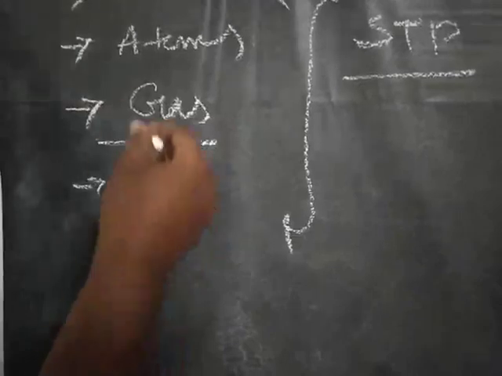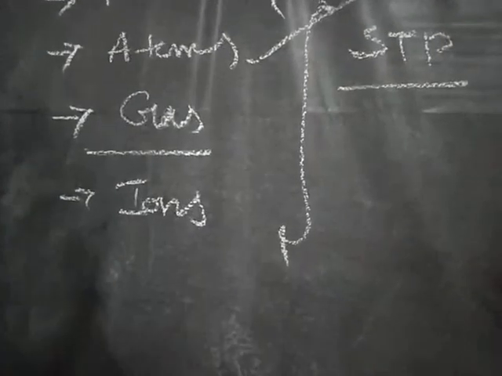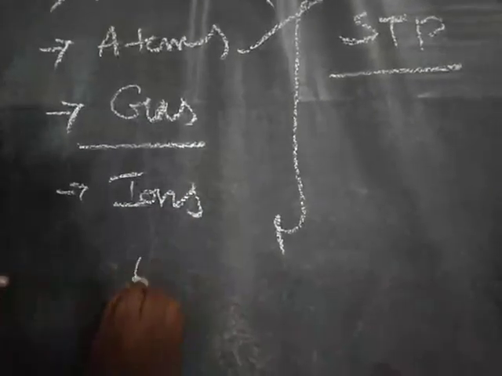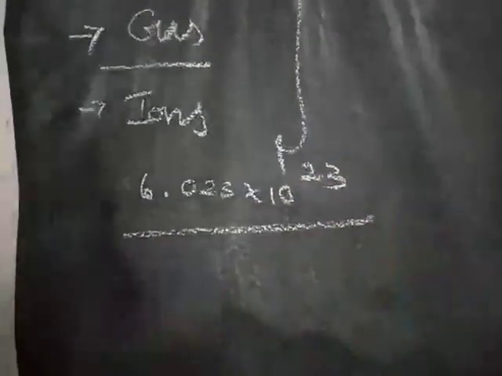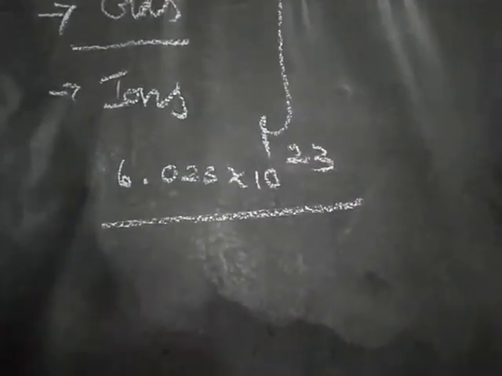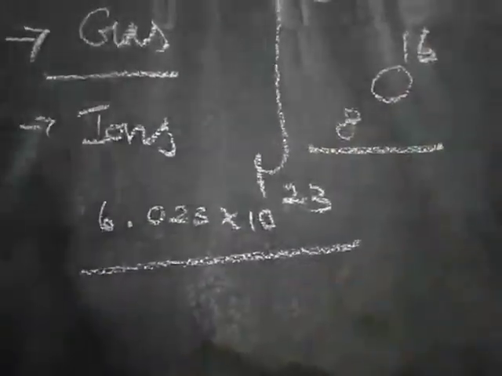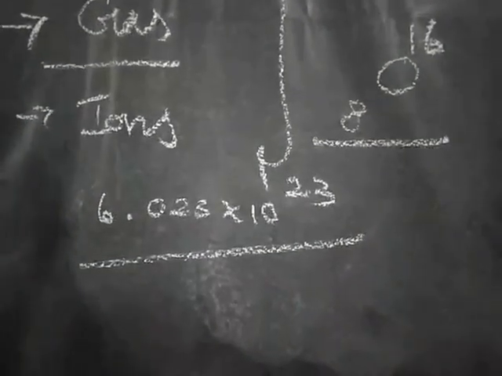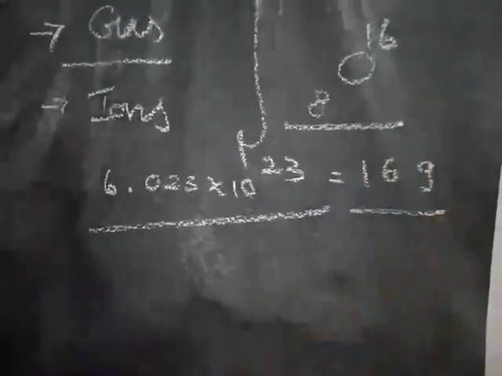First we will see moles of atoms. So 1 mole of an element contains how many particles? 6.023 into 10 to the power of 23. For example, 1 mole of oxygen atoms contains 6.023 into 10 to the power of 23 atoms of oxygen. That is equal to 16 gram.